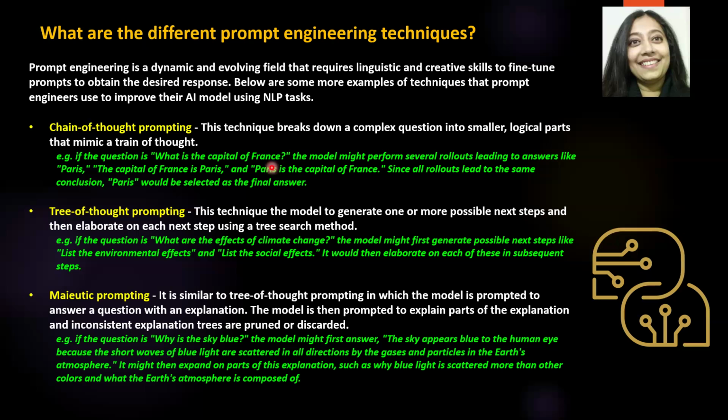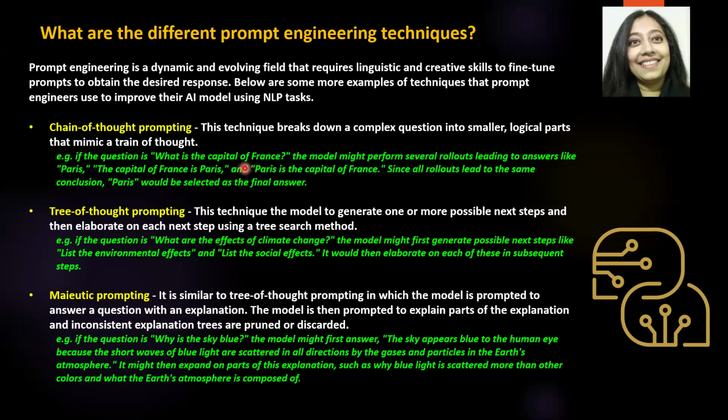So what the prompt engineers are going to do and how they're going to program and train their model is that the model will now perform several rollouts. Rollouts are multiple responses leading to answers like Paris. Now you will see that each and every answer over here is the same but is still different. The capital of France is Paris, or Paris is the capital of France. Now all these rollouts lead to the same conclusion, Paris, and hence the final selected answer is Paris.